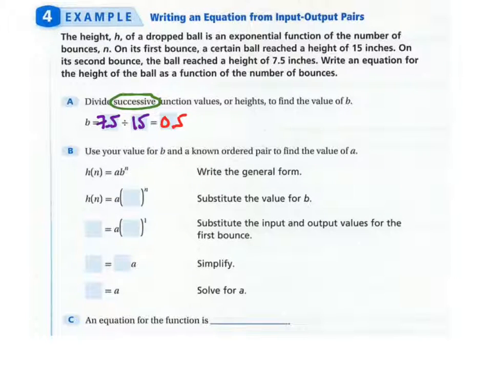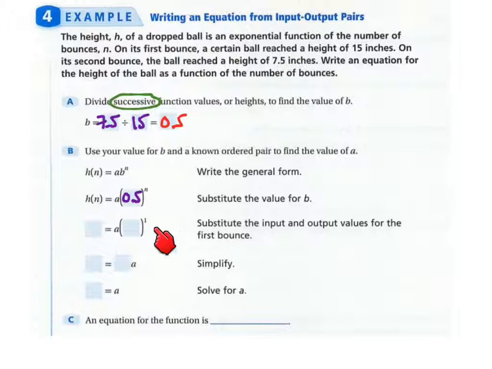So here's our general form that we start with, kind of like the parent function, except not really. And then we're going to substitute the value for b. Since we know b, we were able to solve for b, 0.5. So h of n equals a times 0.5 to the power of n. And now we're going to substitute the input and output values for the first bounce, because that's what it told us to do. It actually doesn't matter which bounce, but we're going to use the first bounce.